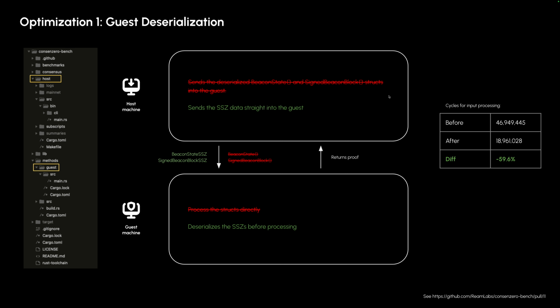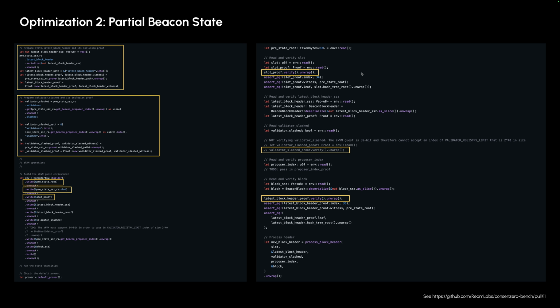This gave a pretty good result. Before, it was taking around 46 million cycles, and by just deserializing inside the guest, it's taking only 18 million cycles. That's almost a 60% reduction in the cycles needed. Then we also did some partial beacon state. Before, you can see that we passed in the entire state.